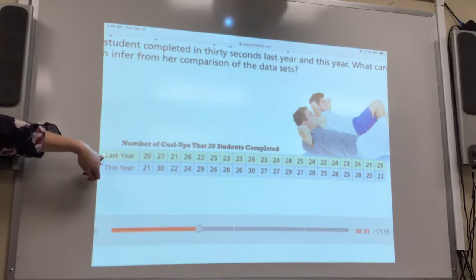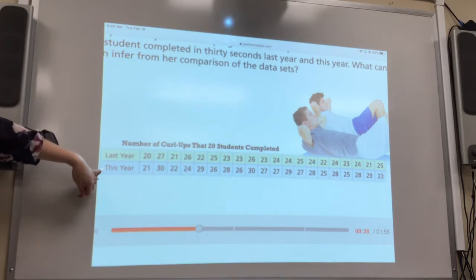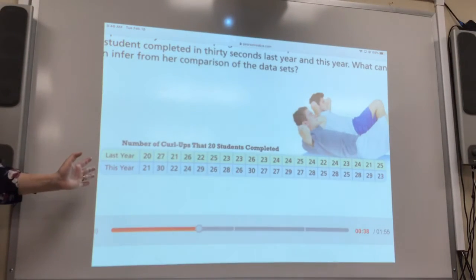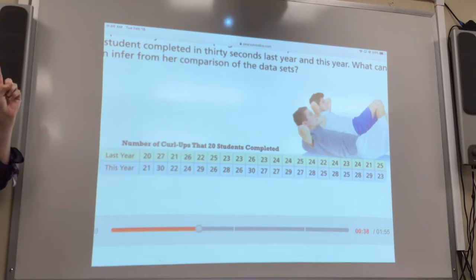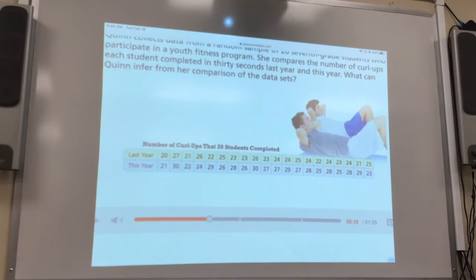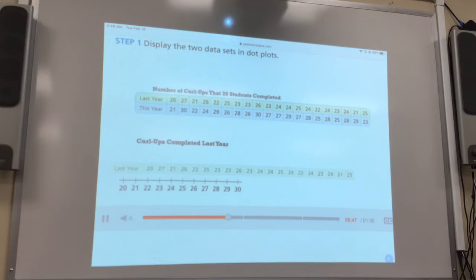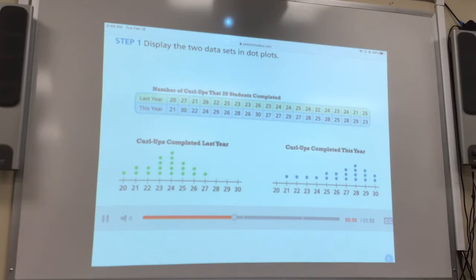So this is the collection of data from last year, how many they could do. This is the collection of data of how many they could do this year. This list right here is very unhelpful. Because for one thing, it's not in order. And you can't compare a list that long. We need to be able to see it in some other manner. Begin by displaying the 2 data sets in dot plots, last year's data and this year's. Why are dot plots an appropriate representation for the data sets? Why would a dot plot be helpful for this kind of data?